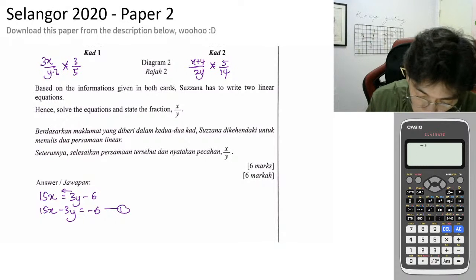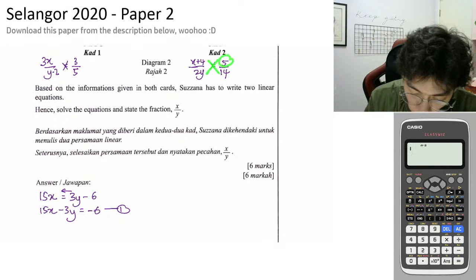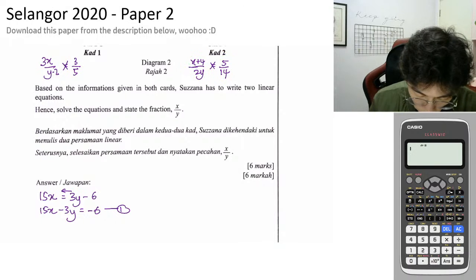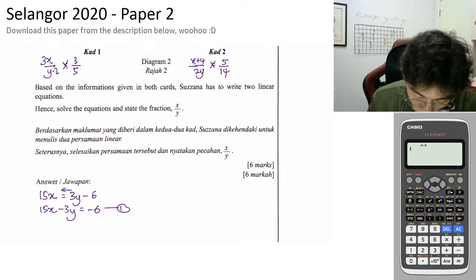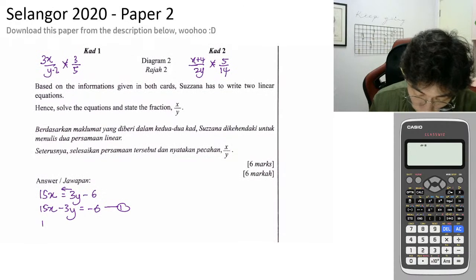So you do the next thing, same thing, cross multiply: 5 and 2y, you get 10y, and this thing you're going to times as well. So I'm going to write it over here. Okay, so the next one, it's 14, I'm going to write 10y first.